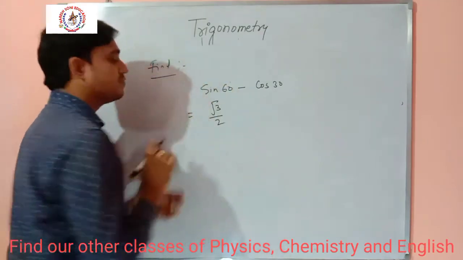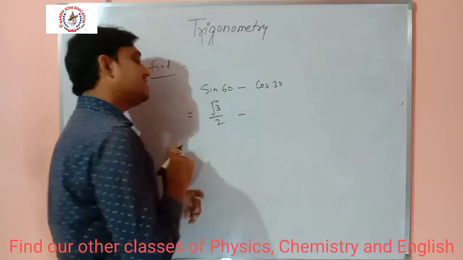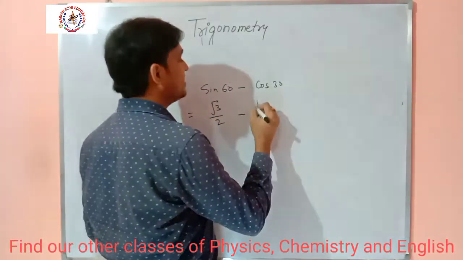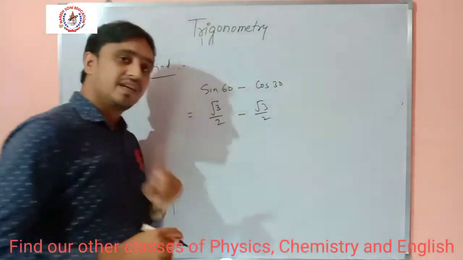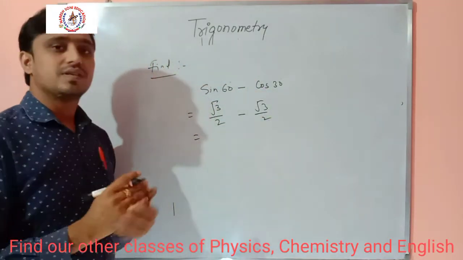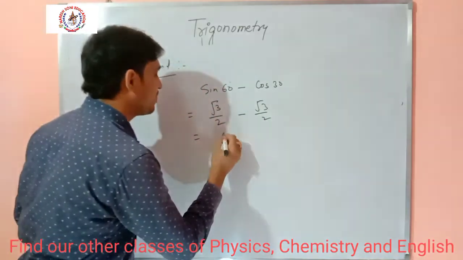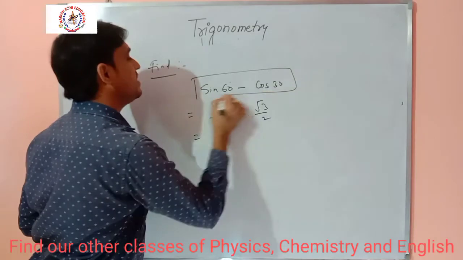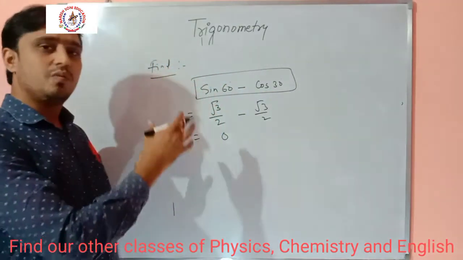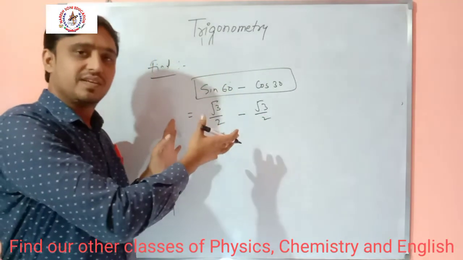Root 3 upon 2. This is the value of sine 60 degree. And what is the value of cos 30 degree? Same. Cos 30 degree is root 3 by 2. Right? So root 3 by 2 and root 3 by 2. You will subtract. The value will be 0. So sine 60 degree minus cos 30 degree is 0. These kind of questions you will be asked in the examinations. This is the simplest question actually. Okay.